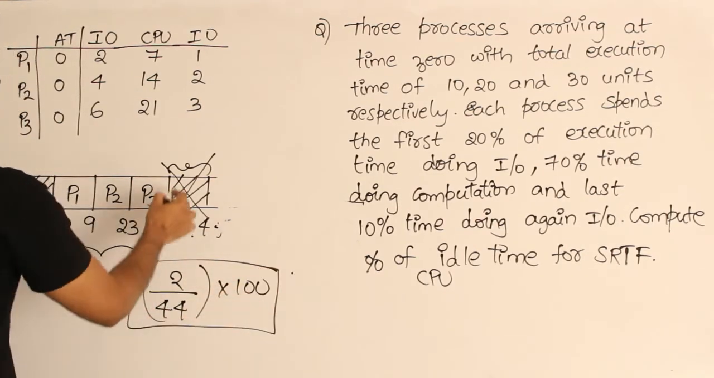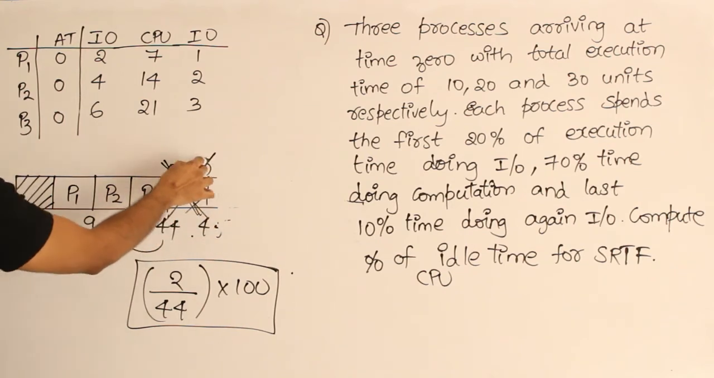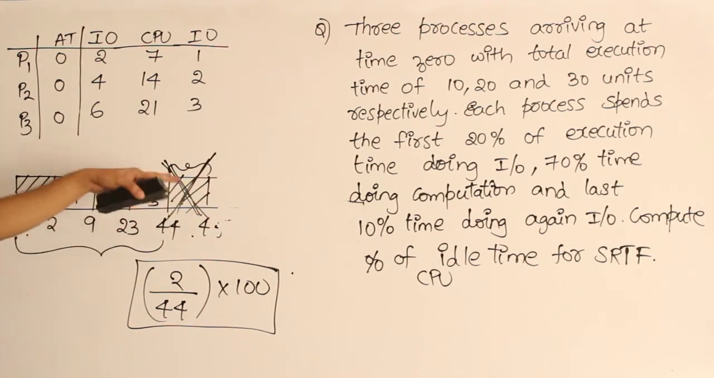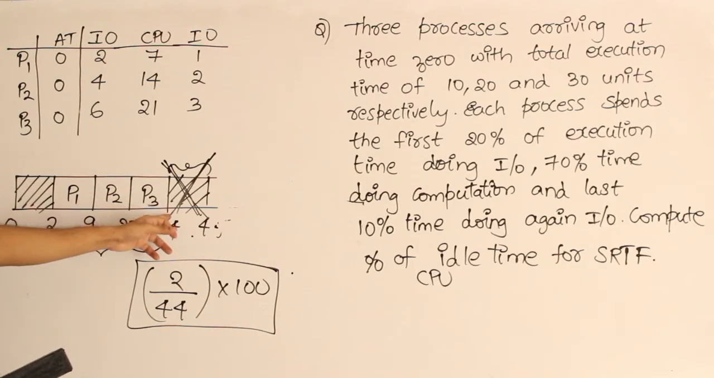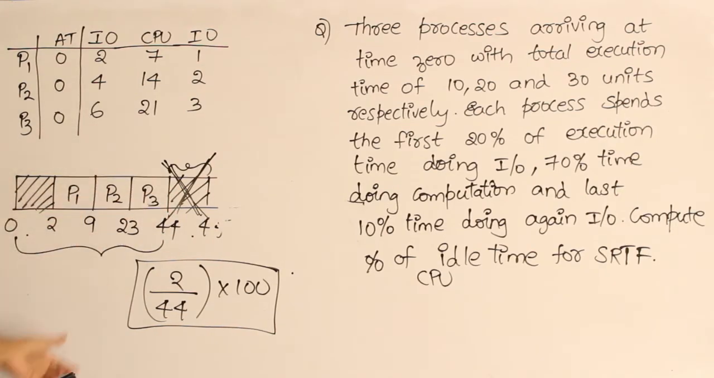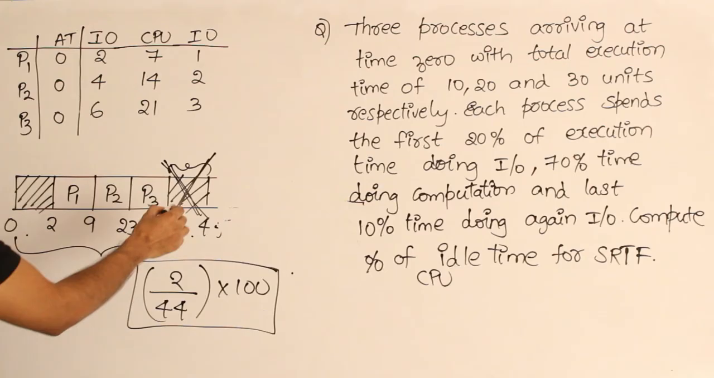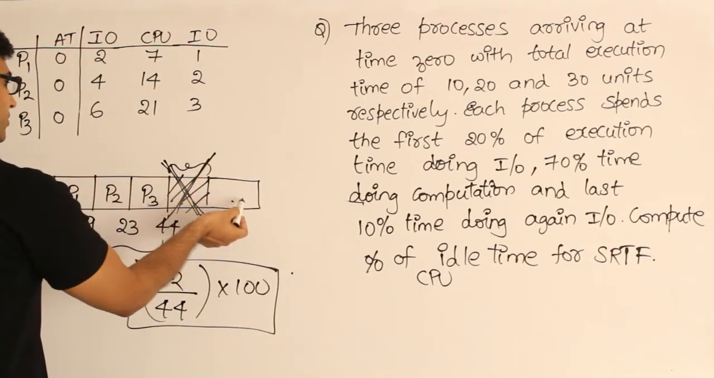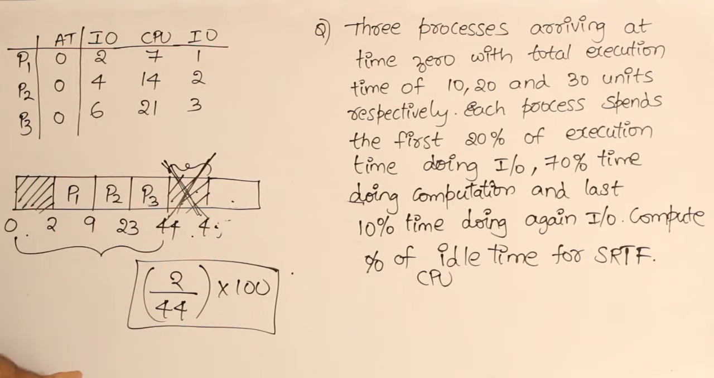So don't include this last part. The reason is this could have been included in some other schedule. By this time the CPU is free, so the CPU could be allocated to some other process, right? We are not holding it. In case you have one more burst here, then maybe you could include it. Otherwise it is not required.